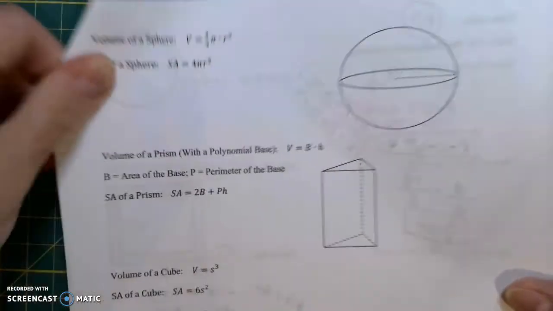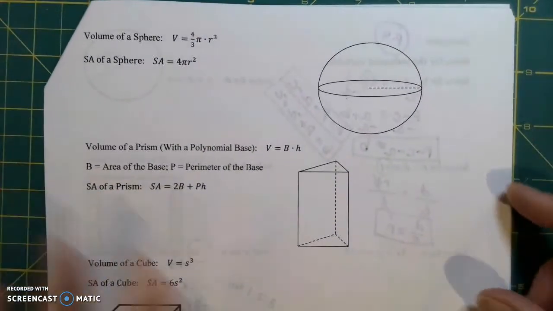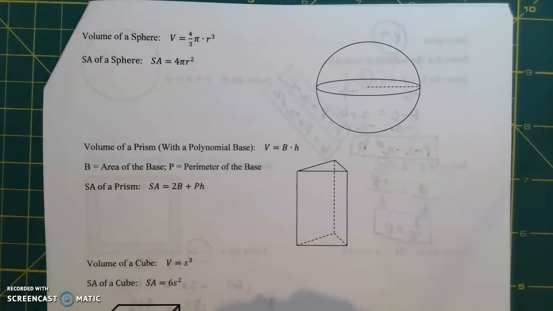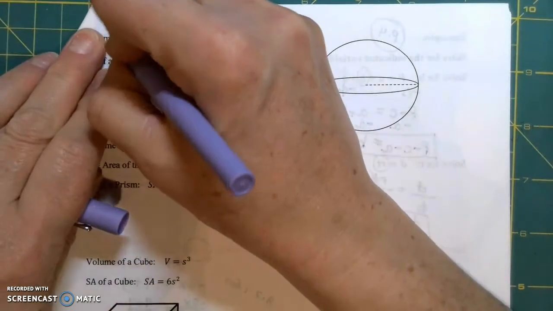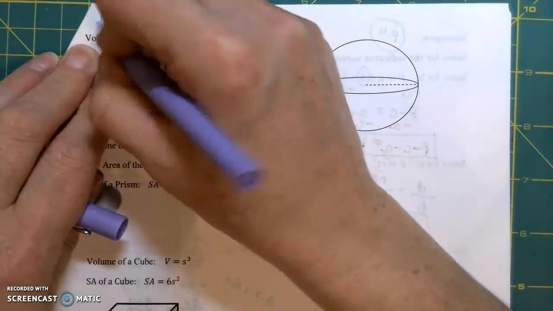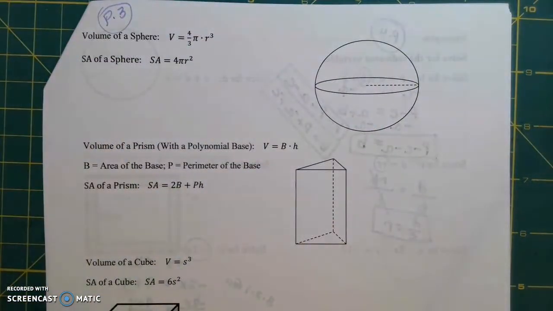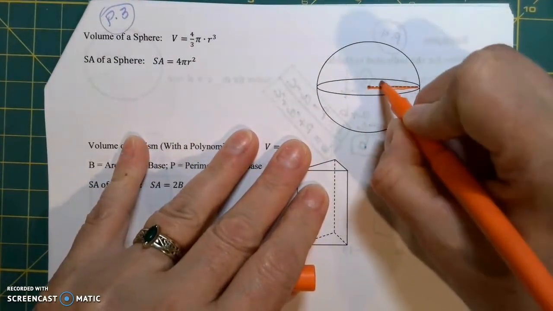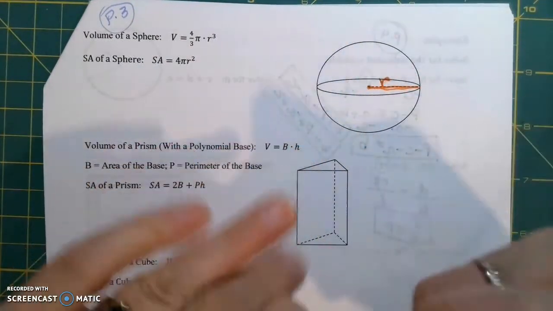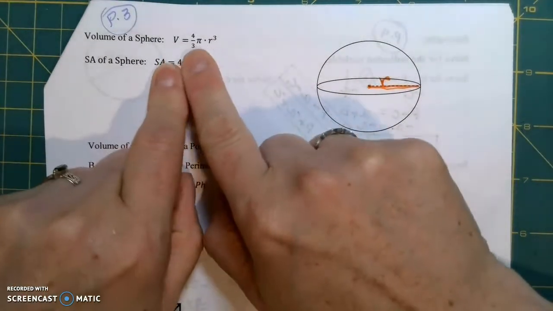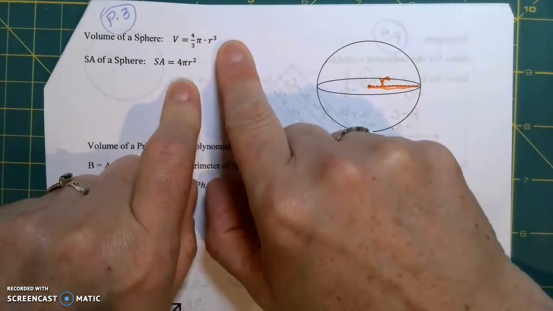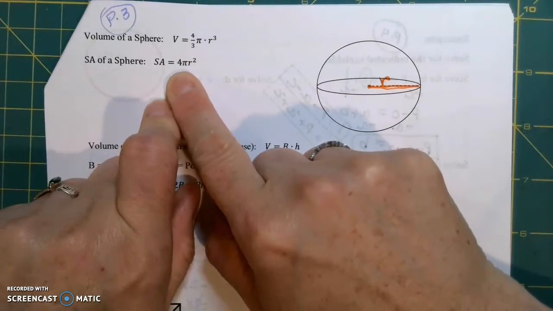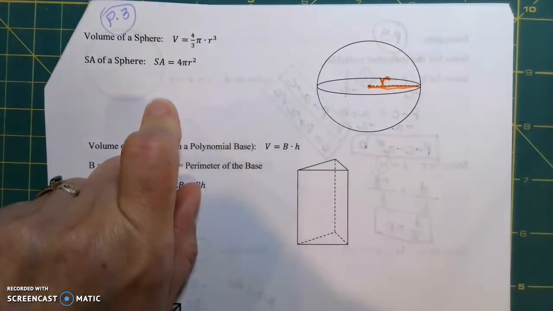All right, so moving on to page 3, we get the volume of a sphere, and spheres only have one dimension that we are concerned about, and that's going to be that radius. So we are going to find whatever that radius is, and then we will plug it into these formulas. So the volume is 4/3 pi r cubed, and then the surface area is 4 pi r squared.